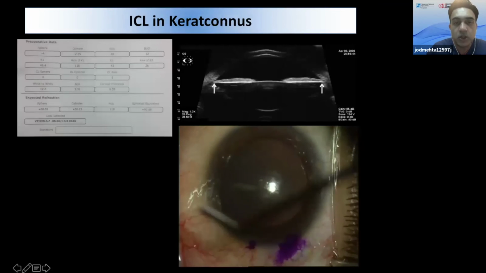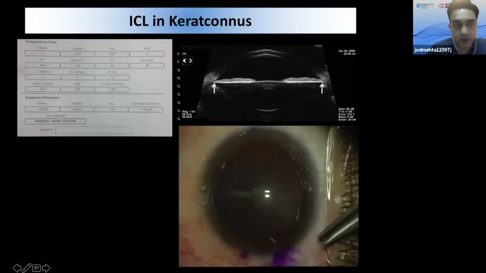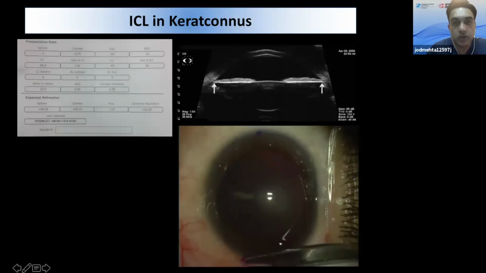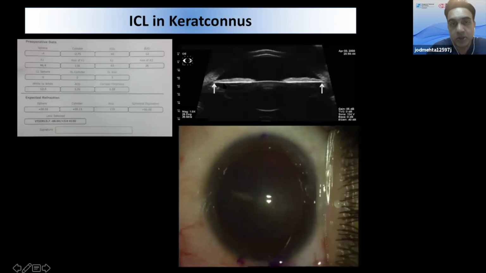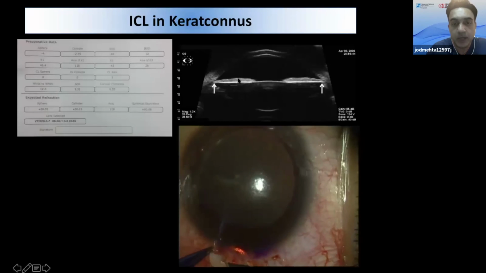So this is a good candidate for ICL. Now he's not going to get a perfect result, but I'll show you one on the next couple of slides due to his coma. The sizing is best to do because these patients often have deep anterior chambers. So I'll use a UBM to do the sizing.